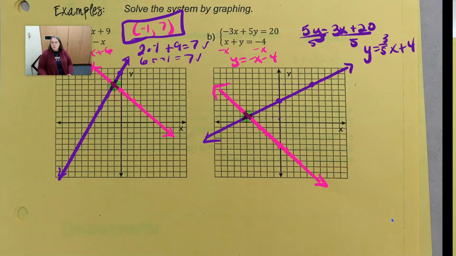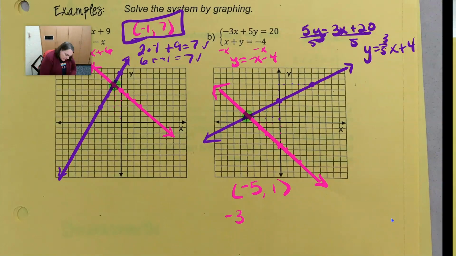There's my point. If you really look at it, it's a little bit off. That's why we check, because our pencil lead can mess things up. We can just get off on our straight edge. So it appears that my solution is negative 5, 1. But I need to check that.